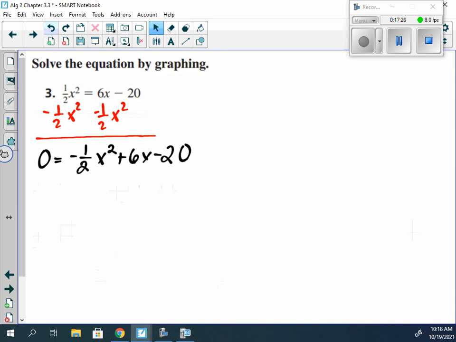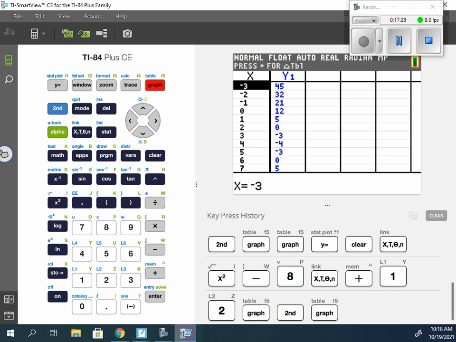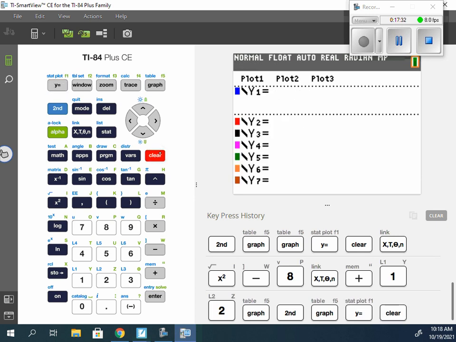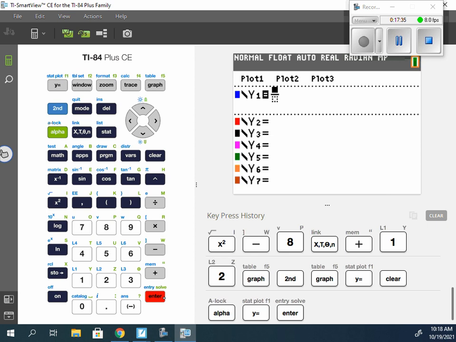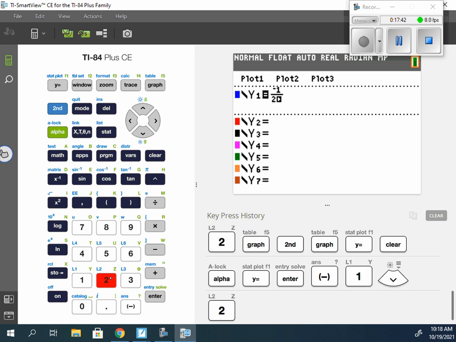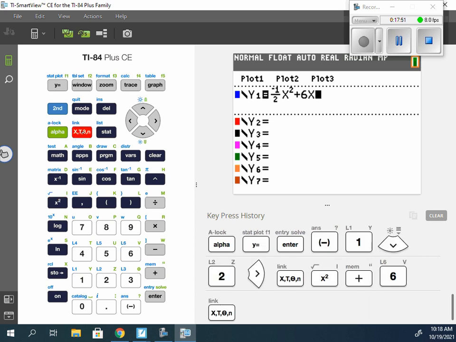So we good to move on to the graphing? Okay. So I'd hit y equals, and I'd clear that out. Now to get the fraction, we can go alpha y equals, enter. We can say negative 1/2 x squared plus 6x minus 20. And I have a feeling that there's something wrong with this graph. Did everybody get it typed in? Because you could put negative 6x, but the x squared and the 20 would both have to be positive.